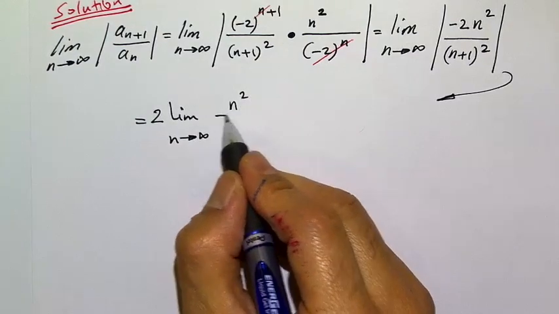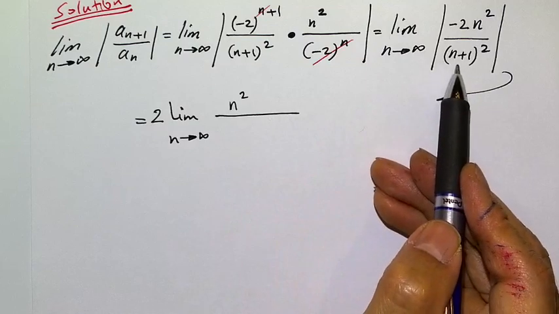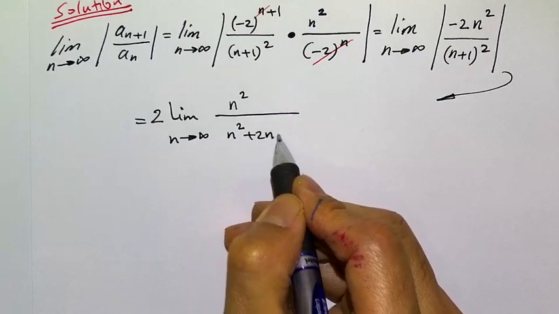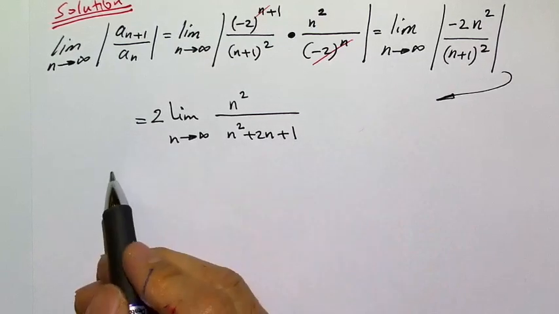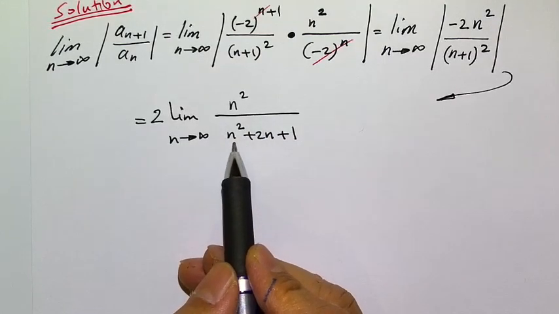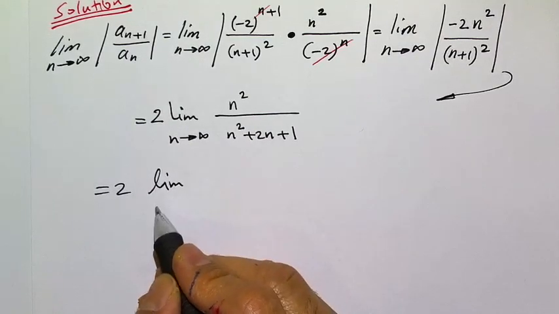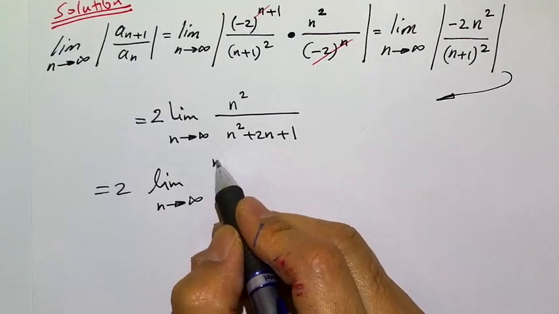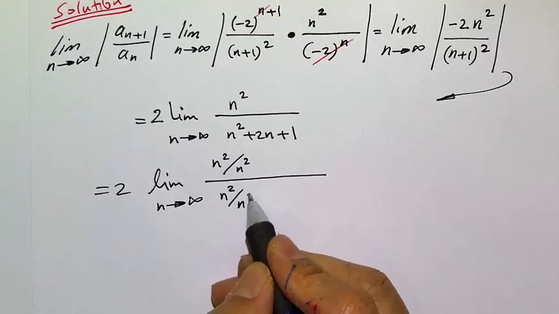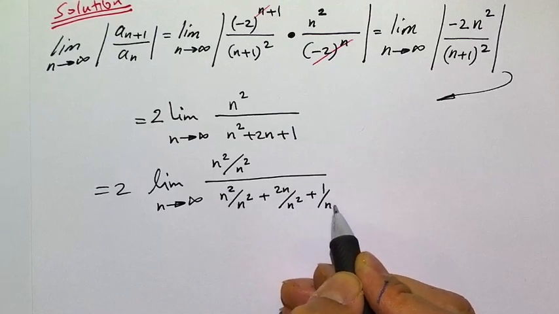So n squared divided by, and let us expand that, right? Let us expand this to n squared plus 2n plus 1. The reason we want to do this is because of the next step, which is to divide all the terms by the highest power of n in the denominator. So we have 2 times the limit as n goes to infinity, n squared over n squared, over n squared plus 2n divided by n squared plus 1 over n squared.